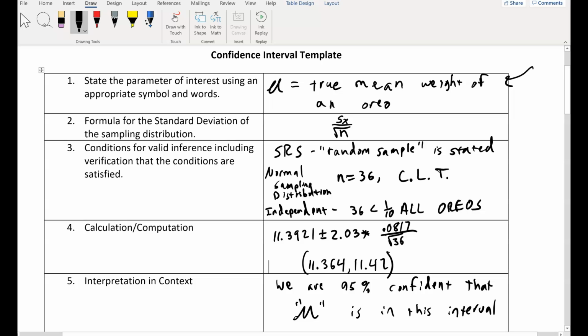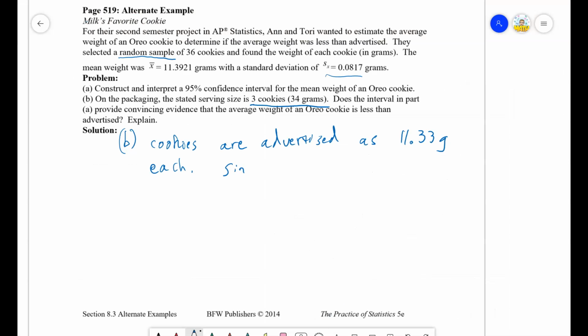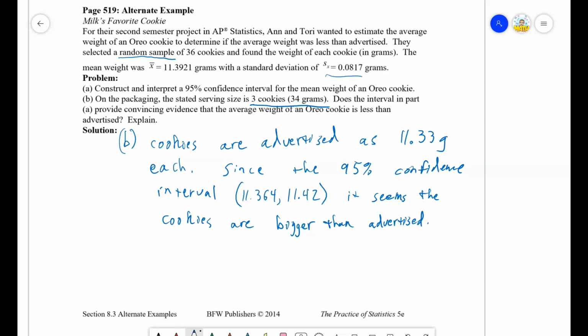So when I go back and I look at my interval, 11.33 lives below the interval, right? So since the 95% confidence interval is entirely above 11.33, so the company contends that they're 11.33 grams each. We have a 95% confidence interval that lives entirely above that. So we actually are 95% confident that mu is bigger than 11.33 grams. Okay, that's how I would draw a conclusion from that confidence interval.